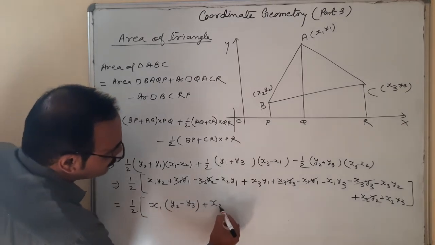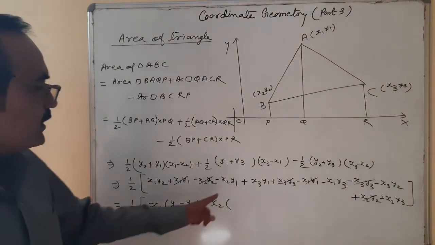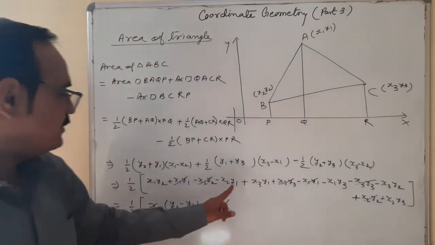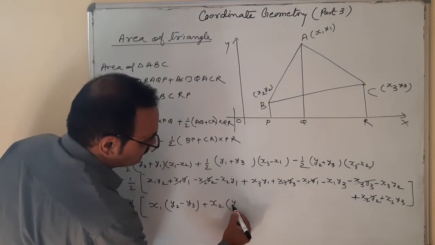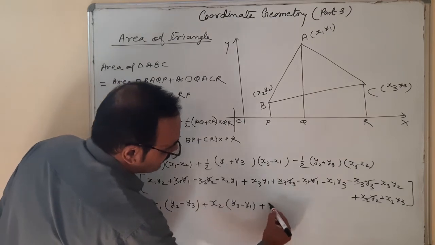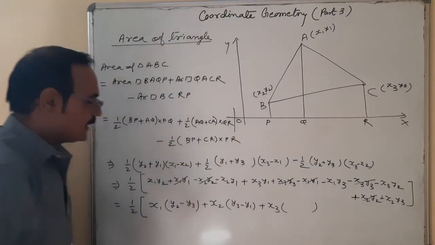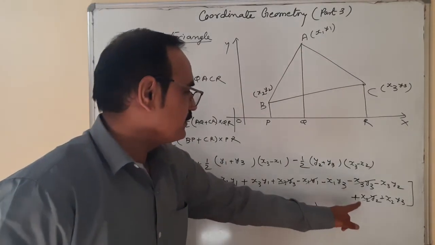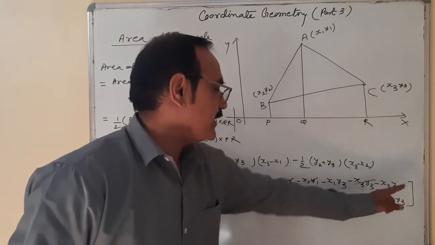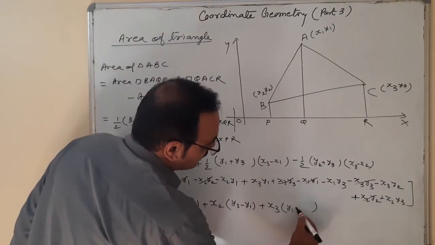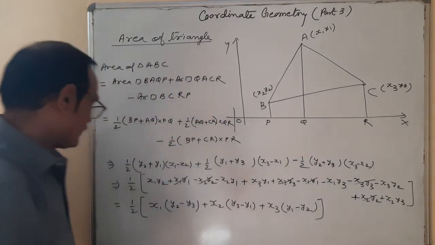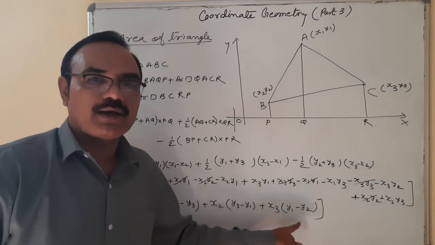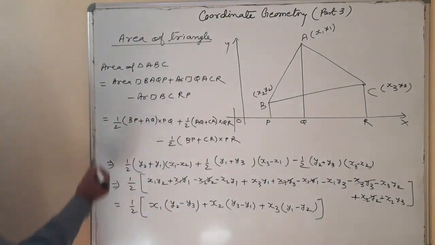Plus, now I'll take x2 common. x2 having this term and x2 having this term, y3 minus y1. Plus x3 common. If I take x3 common, x3 y1 and x3 y2, so y1 minus y2. That's it. 1 upon 2 x1 (y2 minus y3) plus x2 (y3 minus y1) plus x3 (y1 minus y2). This is the area of triangle.